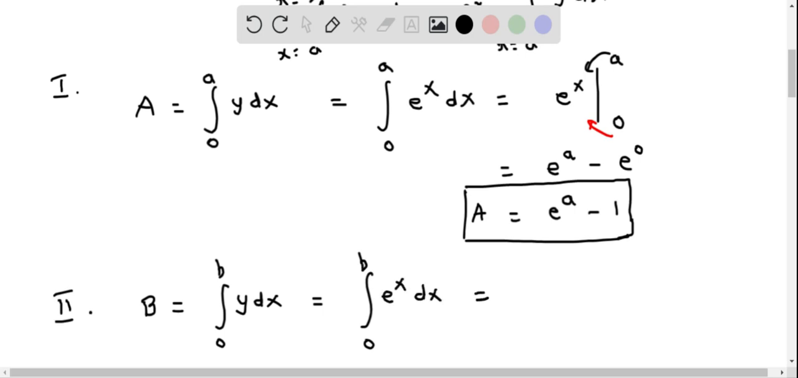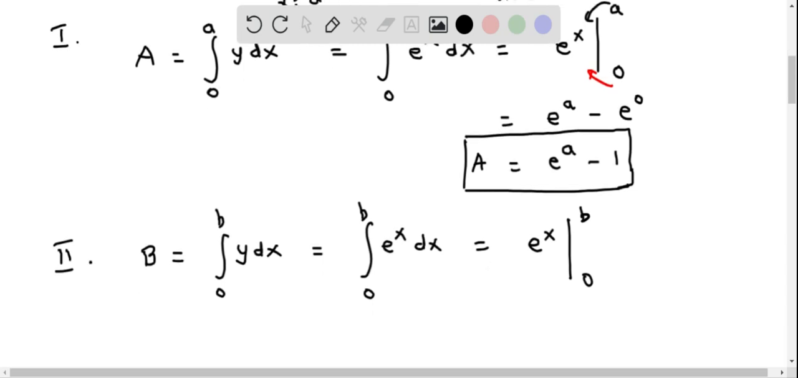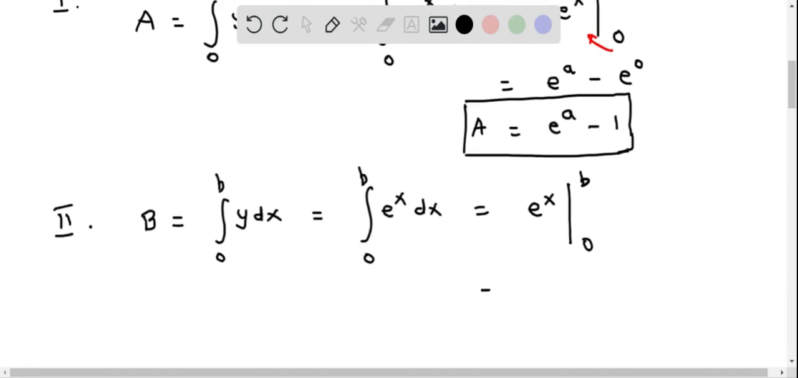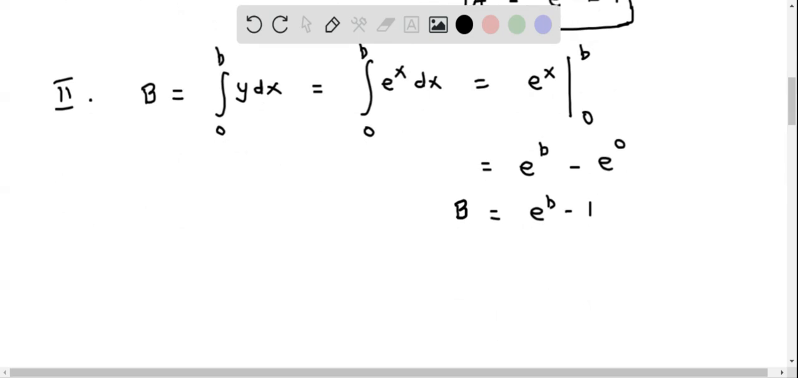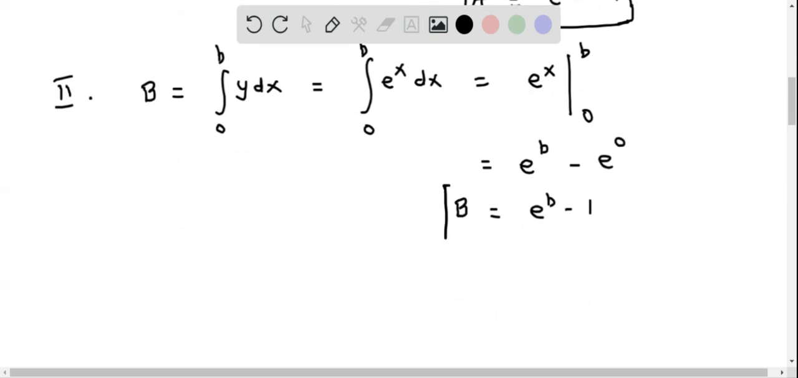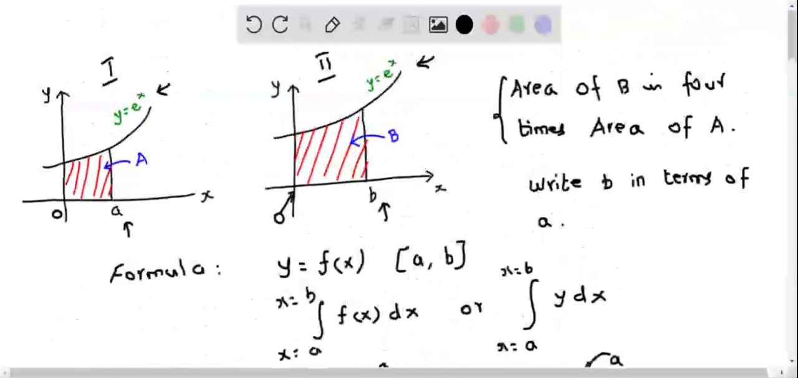So let's integrate. Once again, if we integrate e power x, we get e power x, and then we put the limits 0 to b. Now we substitute the upper limit as well as the lower limit. Therefore, this becomes e raised to the power of b minus e raised to the power of 0. So this gives e raised to the power of b minus 1. So basically, we have found the value of B. This is the area. Now using the given condition, we are going to determine the value of b, or express B in terms of A.